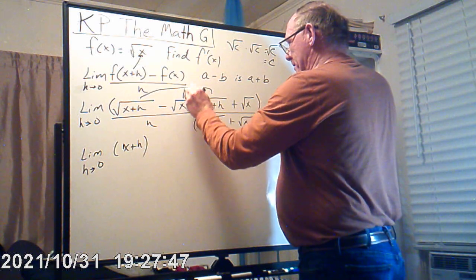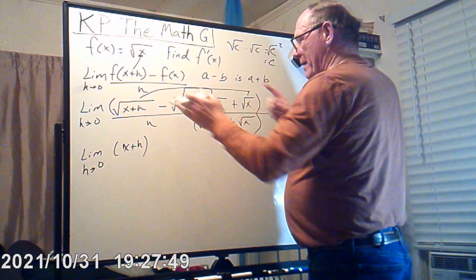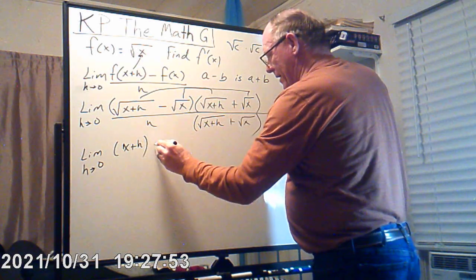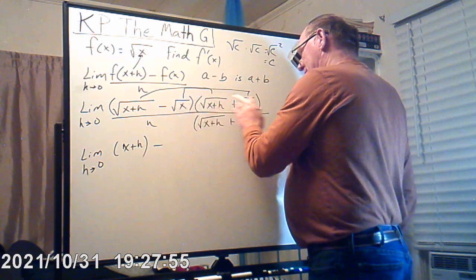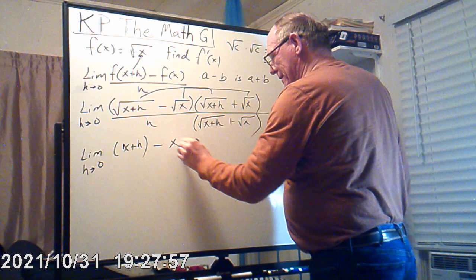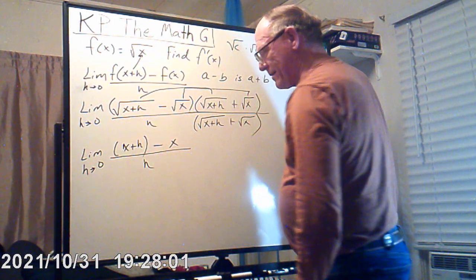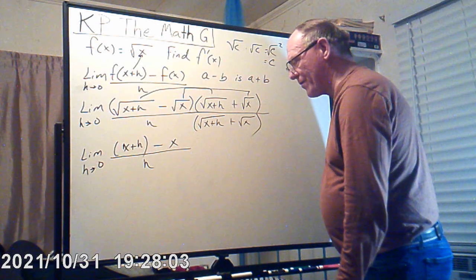This one just works this way. You just do the first times the first and the last times the last, and a minus times a positive is a negative. The square root of x times the square root of x is just x. Don't fret over it. That's all you have to look at right there.